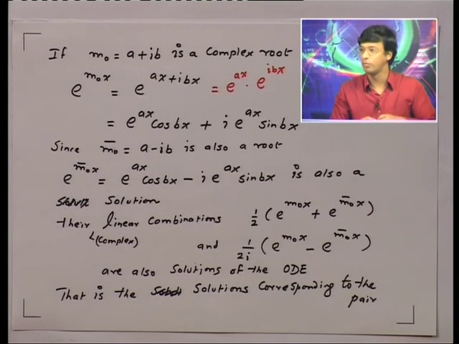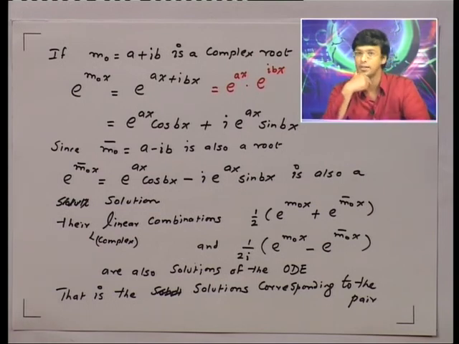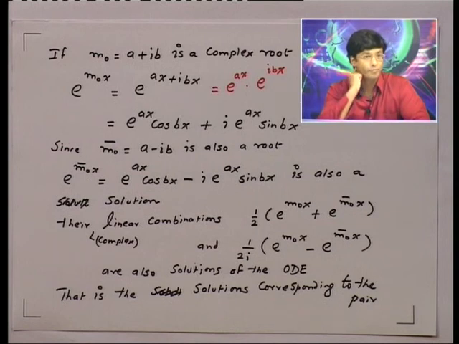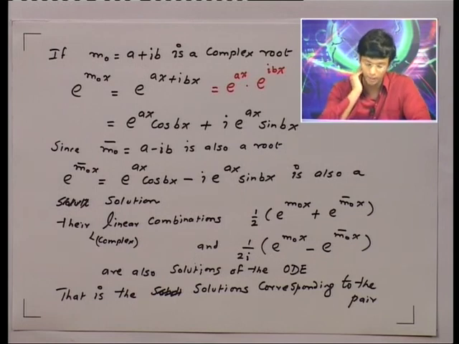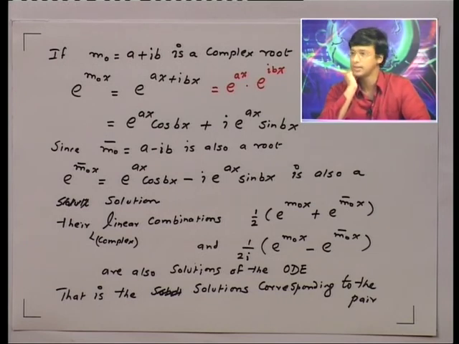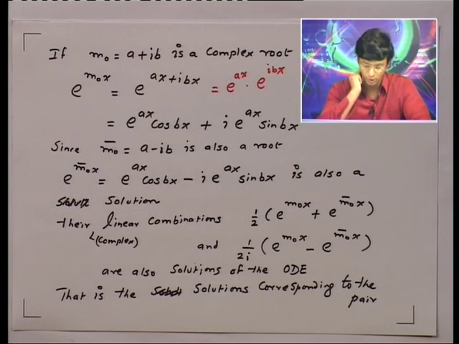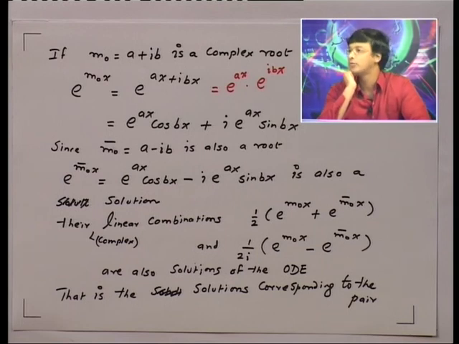And by Euler's formula, e to the power ibx is cos bx plus i times sin bx, correct? So you have the solution e to the power m naught x equal to e to the power ax cos bx plus i times e to the power ax sin bx. Now m naught bar, which is a minus ib, is also a root, so you get the solution e to the power ax cos bx minus i times e to the power ax sin bx.